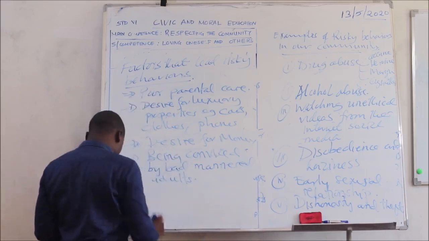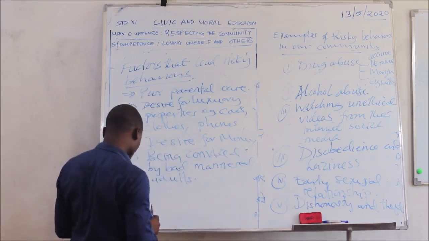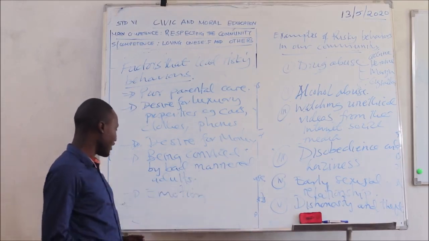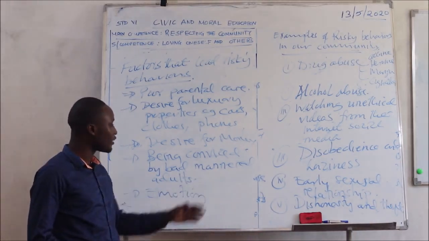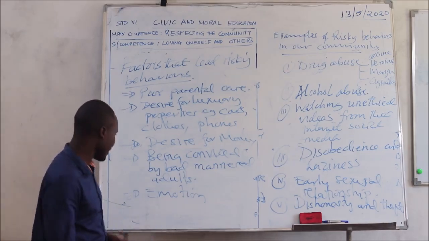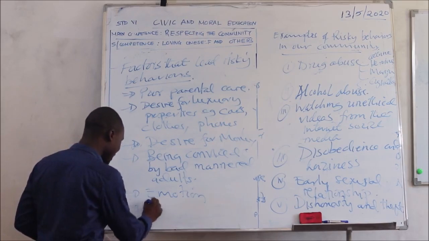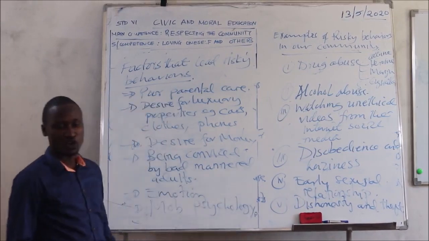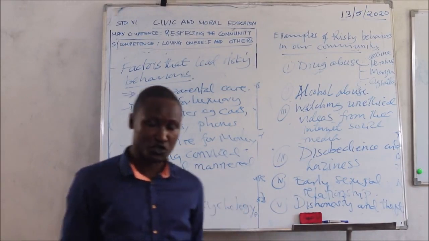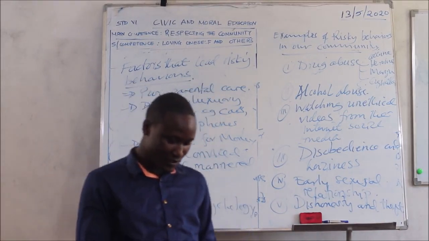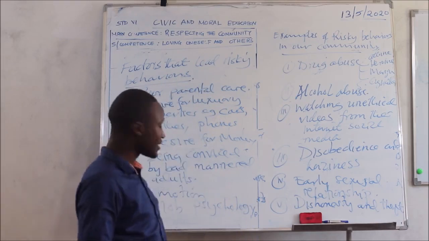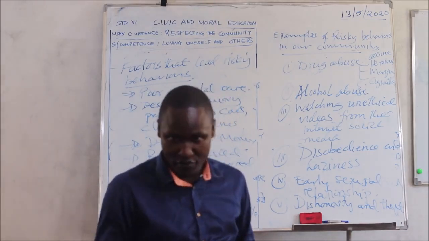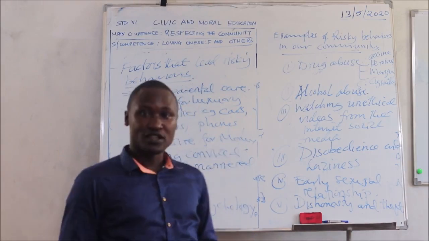Another factor which can contribute is emotion. Emotion is specifically influenced by the development and growth of a kid. Another factor is known as mob psychology, the influence from peer groups. The influence from your friends also can contribute to somebody being in these bad behaviors. So these are some of the factors which can influence somebody to engage in risky behaviors.